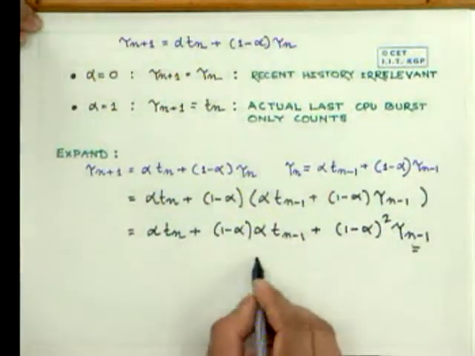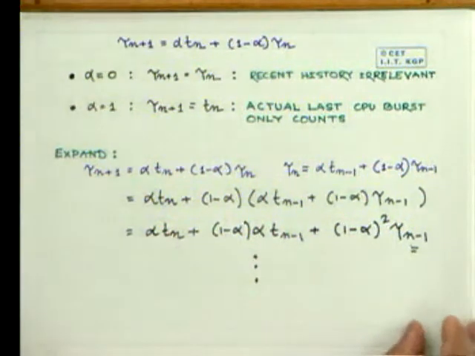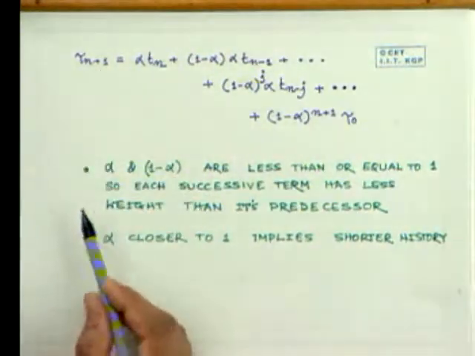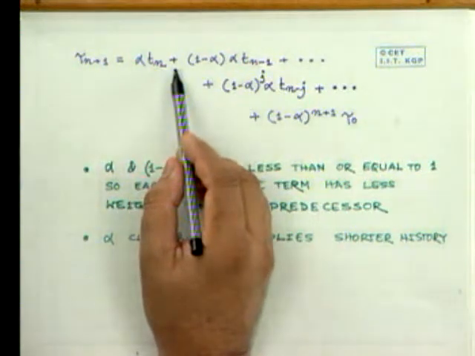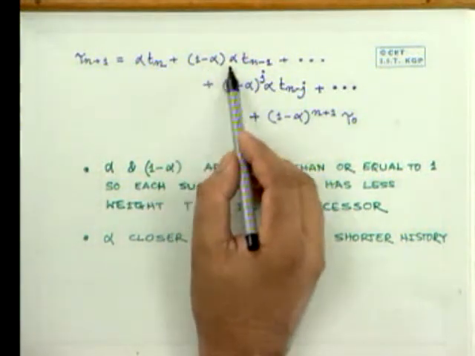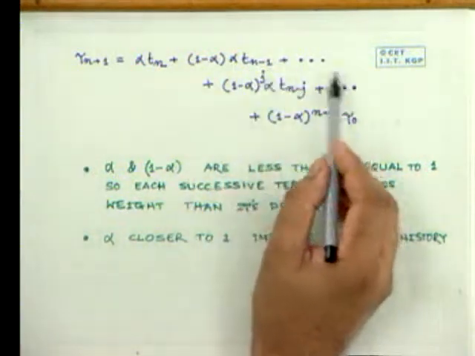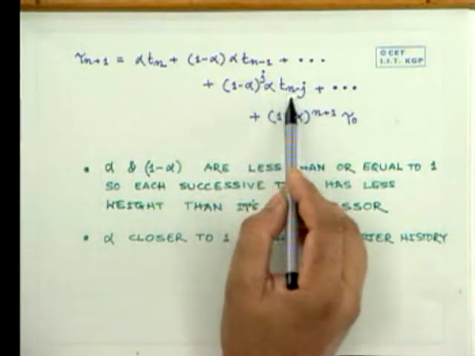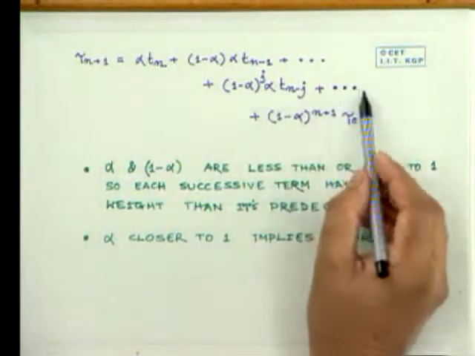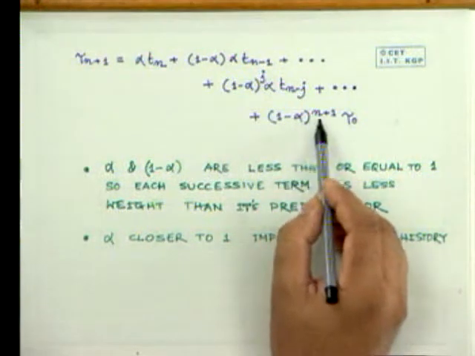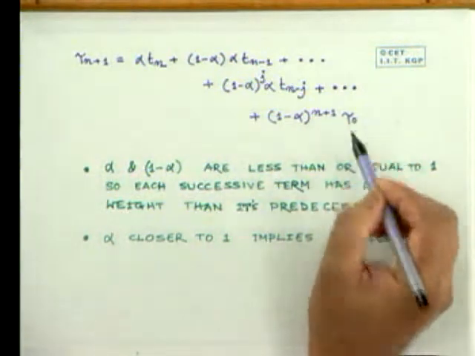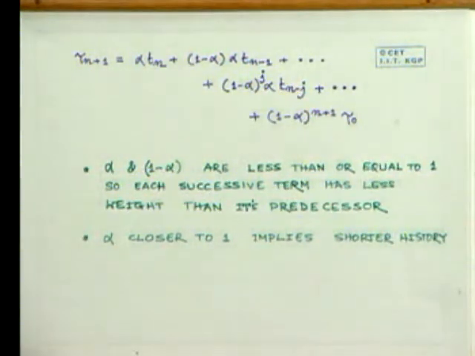Now we can replace tau n minus 1 by its expression, the way that we replaced tau n, and if we go on doing it, we get an expression of this form: tau n plus 1 is alpha Tn plus 1 minus alpha into alpha Tn minus 1, and the jth term turns out to be 1 minus alpha to the power j into alpha Tn minus j, plus the last term, 1 minus alpha to the power n plus 1 into tau 0, which is the initial predicted value. Now, let us see the situation.